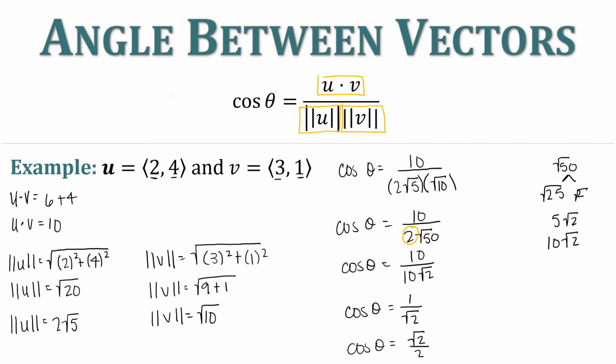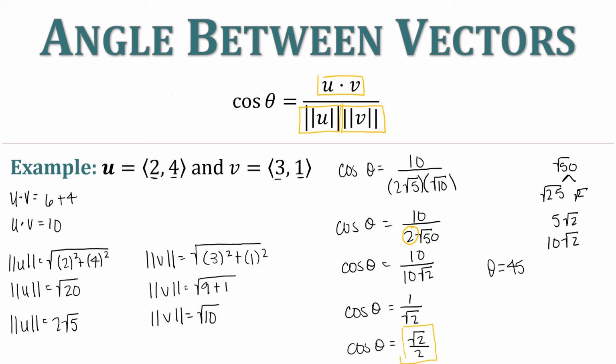So I noticed that I've seen square root of 2 over 2 quite frequently, and that is on the unit circle. So what is our angle measure on the unit circle where cosine, our x value, is the square root of 2 over 2? It is 45.